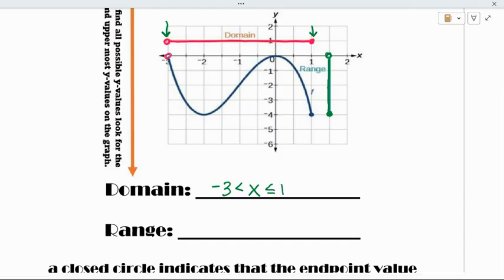When I look at my range, what's the smallest number in my range? -4. Is that an open circle or a closed circle? It's closed. So -4 is less than or equal to all of the y values in the range, which are less than, what's the largest y value in the range? You've got to go over to the y-axis. What is the largest y value in the range? 0. Okay.